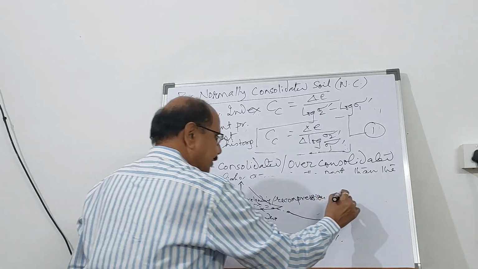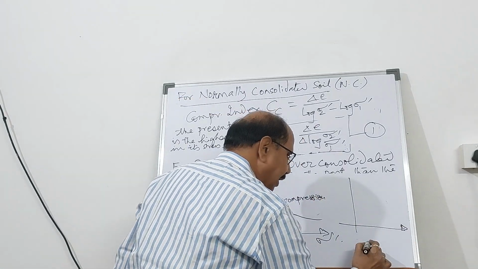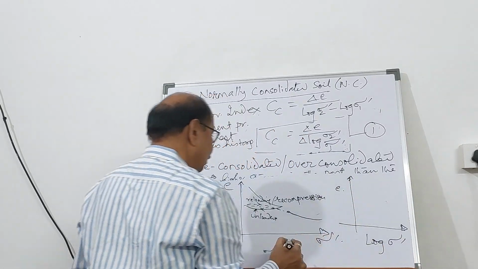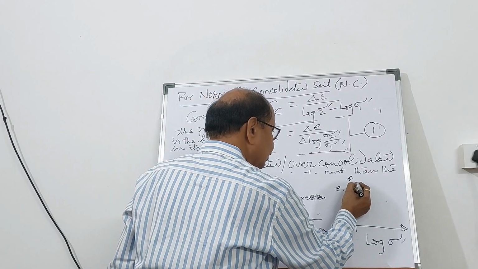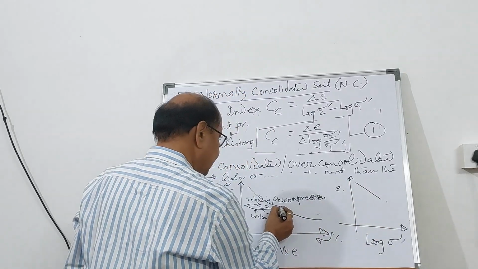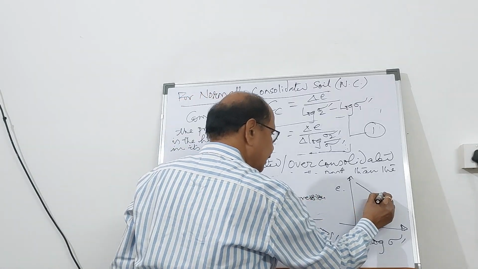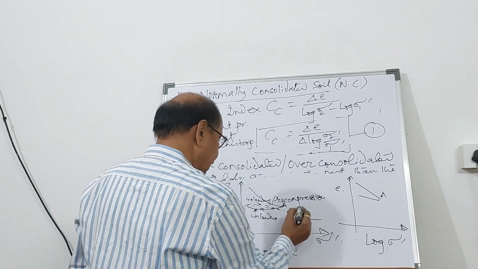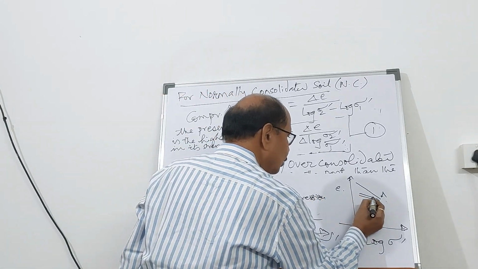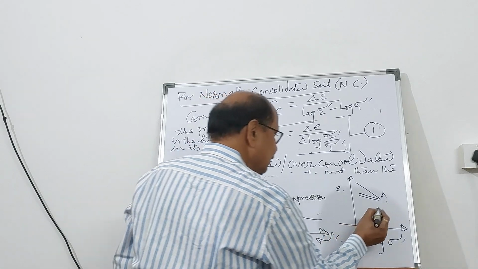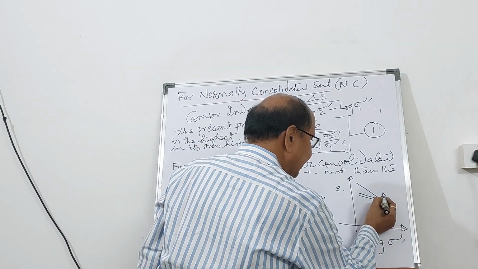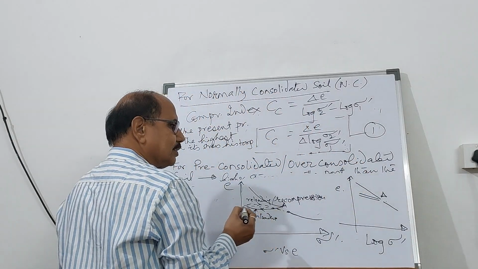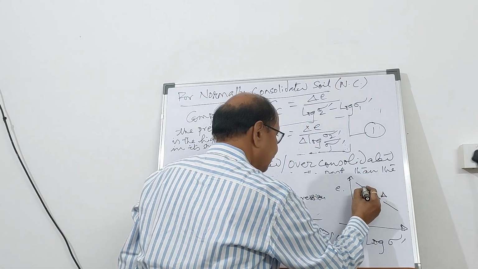Same thing if you plot it on a semi-log paper. So log sigma prime, here the void ratio. What will happen? It is going to be like this. And then here you have come to this point A, and then you are going back, unloading, and then if you reload it, you will be getting like this. And once you come to this point A, and later on, if you increase the effective stress, you are going to be like this. So this is called the virgin curve.